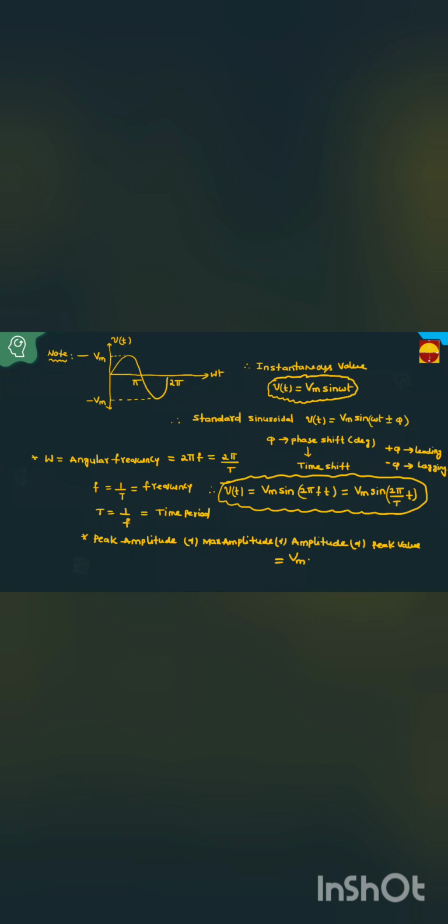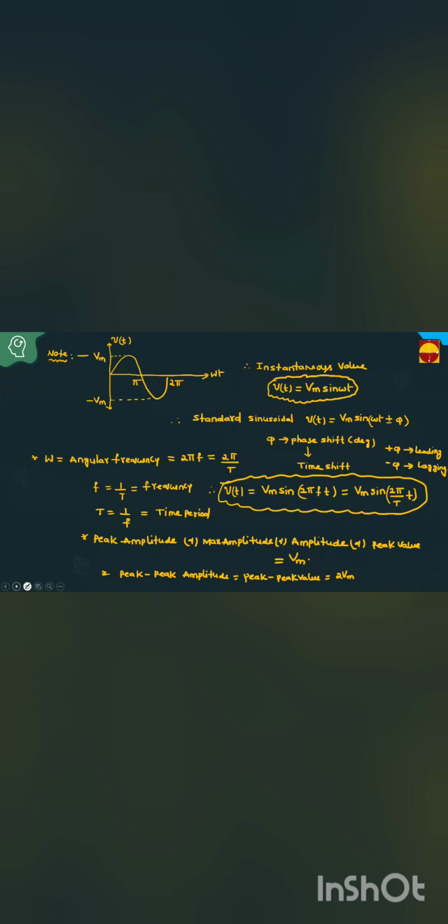What is the peak to peak amplitude? Peak to peak amplitude. All these are for sinusoids. It's also called the peak to peak value. How much? It is equal to 2 Vm. If current is given, it is 2 Im. If voltage is given, it is 2 Vm.